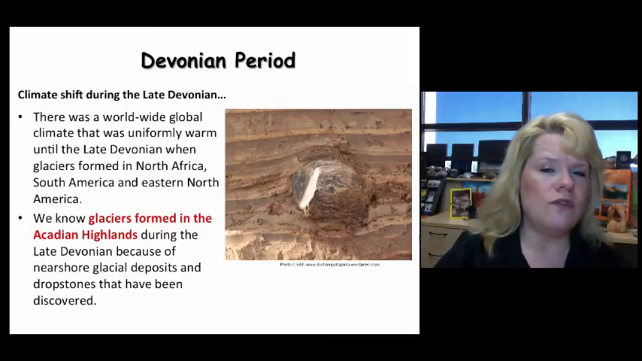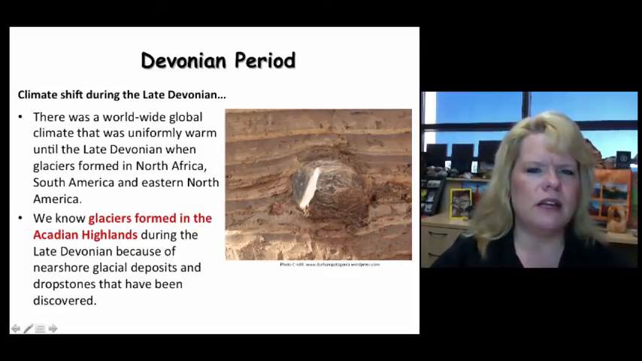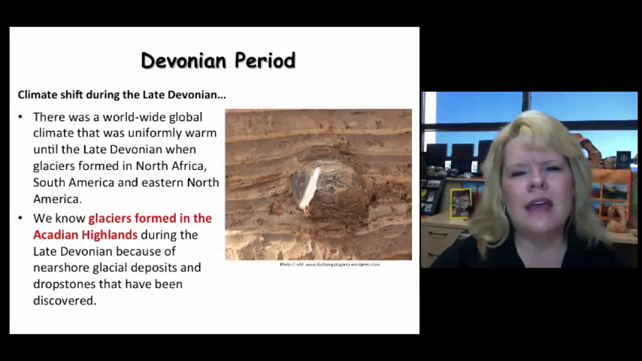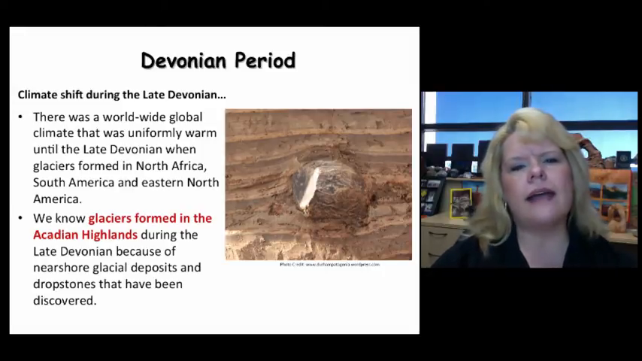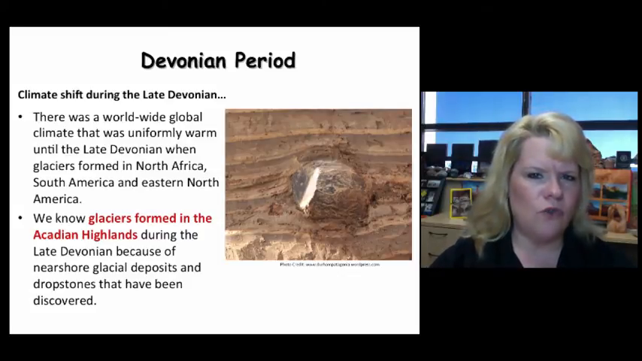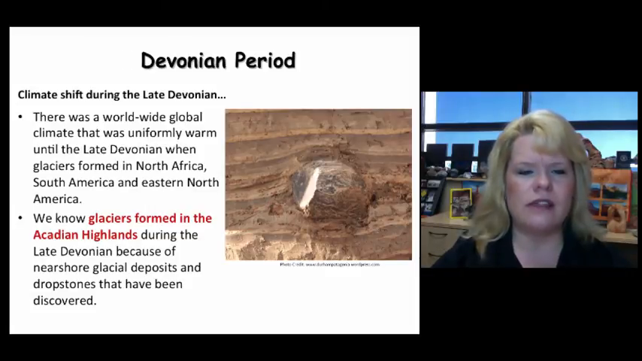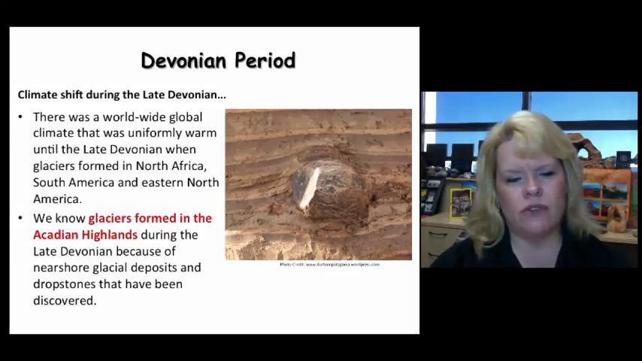Specifically, we can see varves and dropstones, and that's what you're seeing right here. This is a big dropstone. As you learned in physical, dropstones are typically deposited in a glacial lake when an iceberg floats out to the lake and melts and drops a very large rock in the midst of fine-grained deposition in a lacustrine environment. So we know that these glaciers formed at the end of the Devonian in the Acadian highlands, and subsequently, surely, the other places around the world that had big mountains at that time.